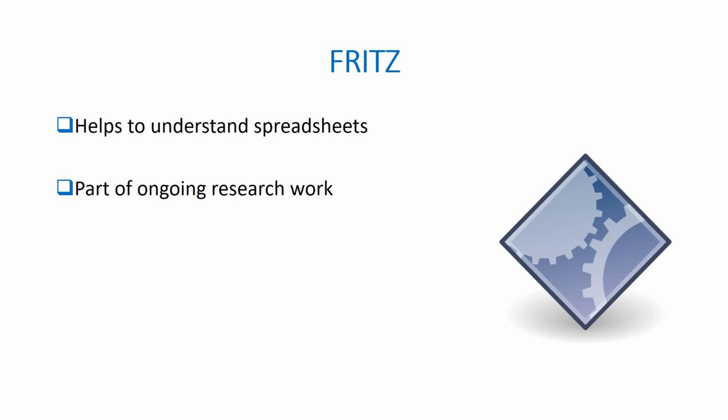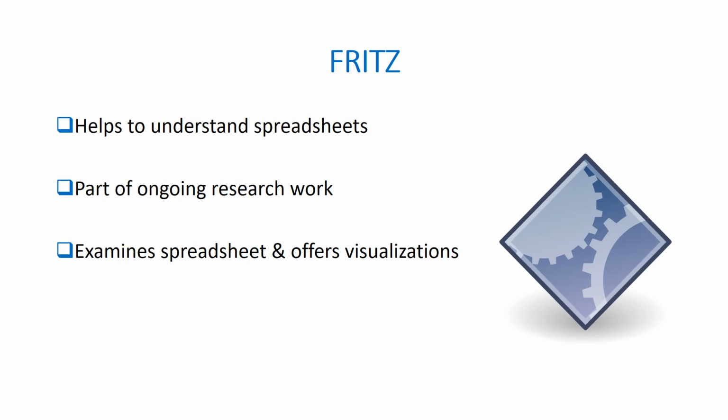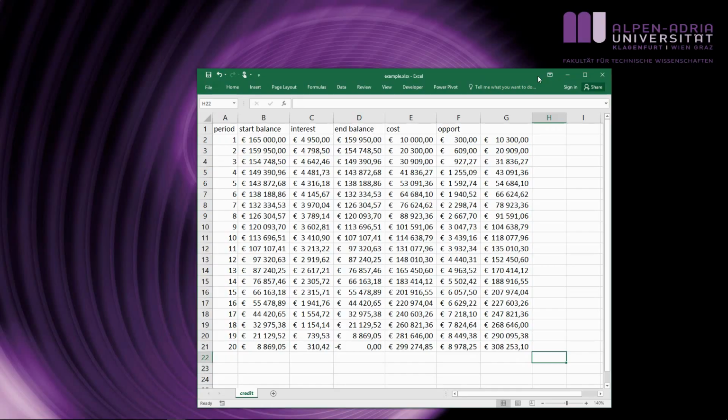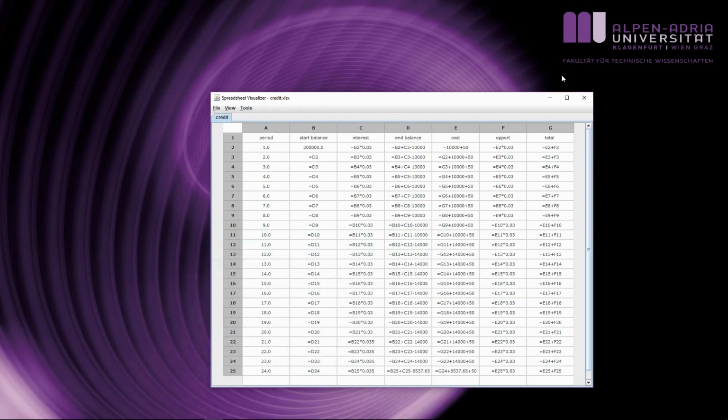Its main purpose is to examine a given spreadsheet and offer visualizations of the different aspects to its users. In addition, it can highlight a number of common problems. Let's look at an example. The following spreadsheet calculates the yearly rates of a consumer loan. This is the same sheet opened in Fritz.